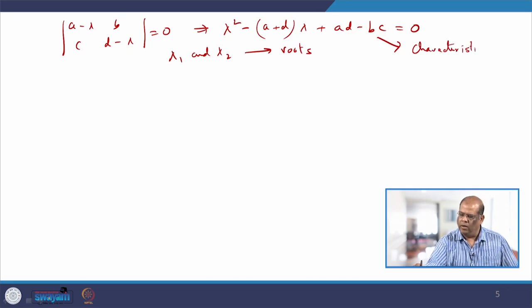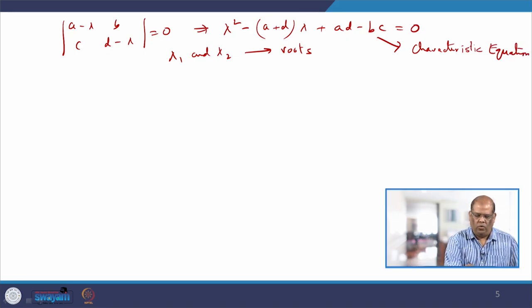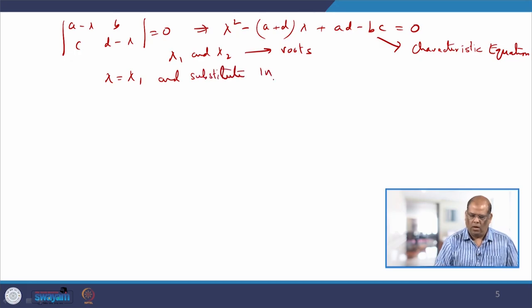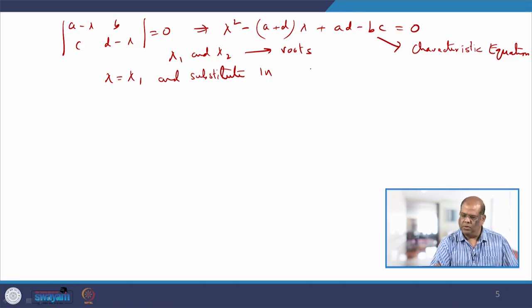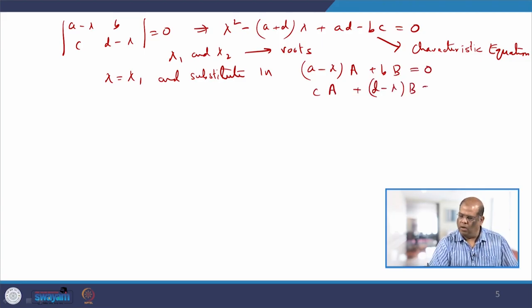characteristic equation. We choose lambda equal to lambda 1 and substitute in this particular equation, let's name it as 1. So let me rewrite this. We substitute in (a minus lambda) into A plus B into B equal to 0, and C into A plus (D minus lambda) into B equal to 0.